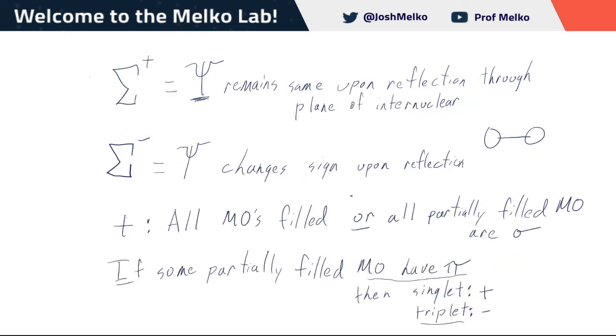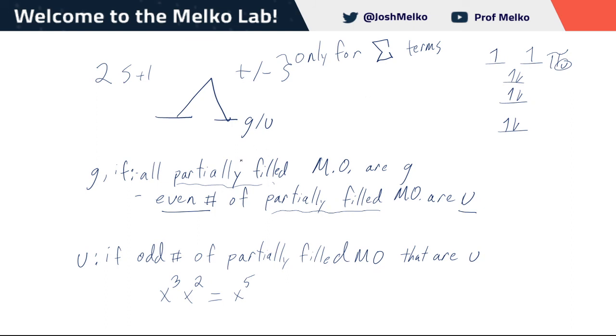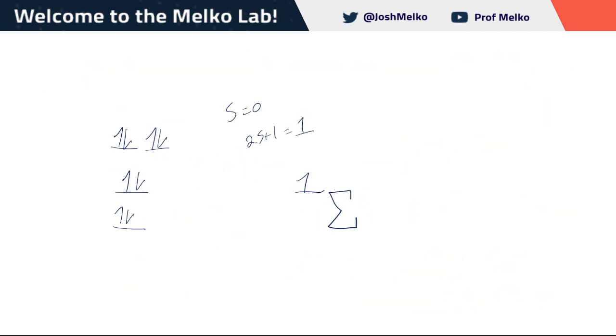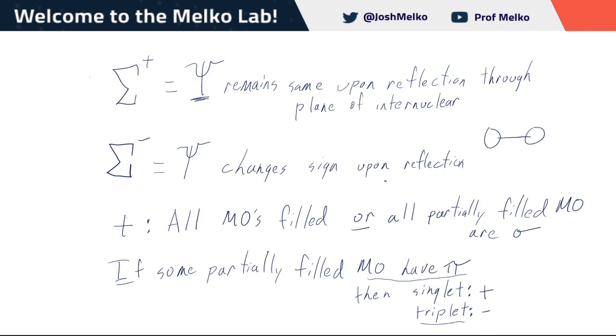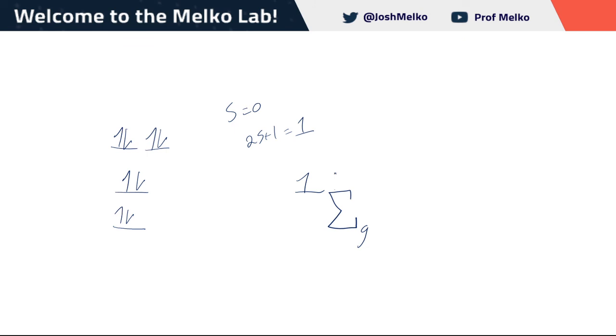Right? We can go back and review. All partially filled molecular orbitals are gerade. Well, I guess we don't have it here, but it's going to be even when everything's paired up, so this should be gerade. Okay? And then plus or minus: plus if all molecular orbitals are filled. So this is plus. So this is going to be the term symbol always for completely filled molecular orbitals.